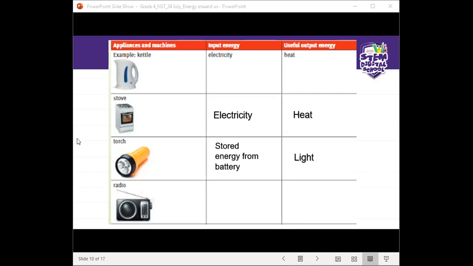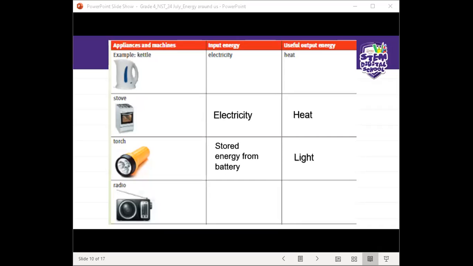Okay, so next appliance, the radio. What is the input energy for the radio as well as the output energy for the radio? And Zoe, I see your hand. Ma'am, it's electricity and sound. Okay, so the input is electricity and you're saying the output is sound. Yes, ma'am. All right, thank you very much, Zoe.